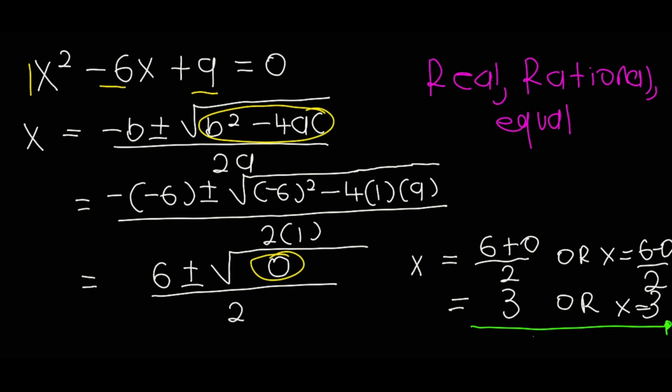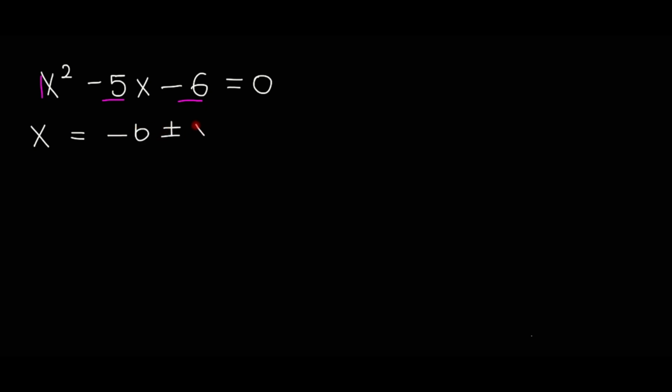So it's important again to write this one down. And then let's see this one. Let's say we have x squared minus 5x minus 6 equal to 0. And then here our a is 1, our b is minus 5, and our c is minus 6. So ordinarily x equals minus b plus or minus the square root of b squared minus 4ac, divided by 2a.